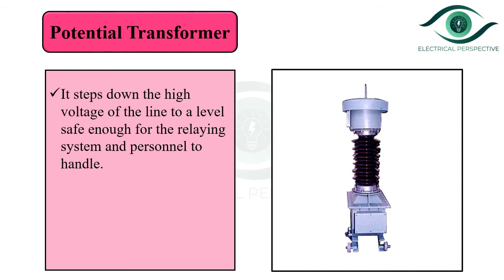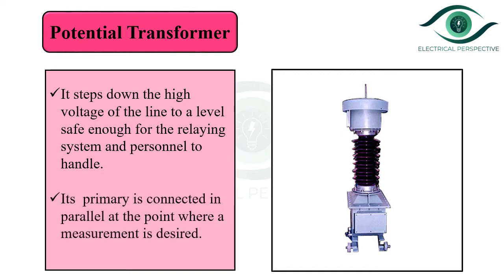So, the function of potential transformer is to step down the high voltage of line to a level safe enough for the relaying system and personnel to handle. Please note that its primary is connected in parallel at a point where the measurement is desired. Here figure shows the typical potential transformer.